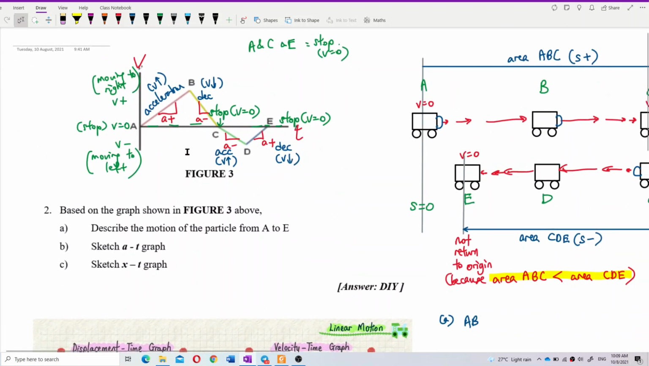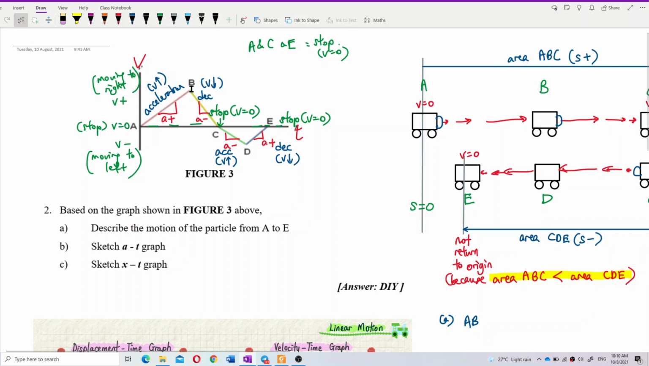Let us look at this one. Describe the motion of the particle from A to E. So look at the part AB. AB is a positive velocity, which means the object is moving to the right. And then it has acceleration, because we see that velocity increases, isn't it? Velocity increases, acceleration. Just now we already discussed this one accelerates, this one decelerates.